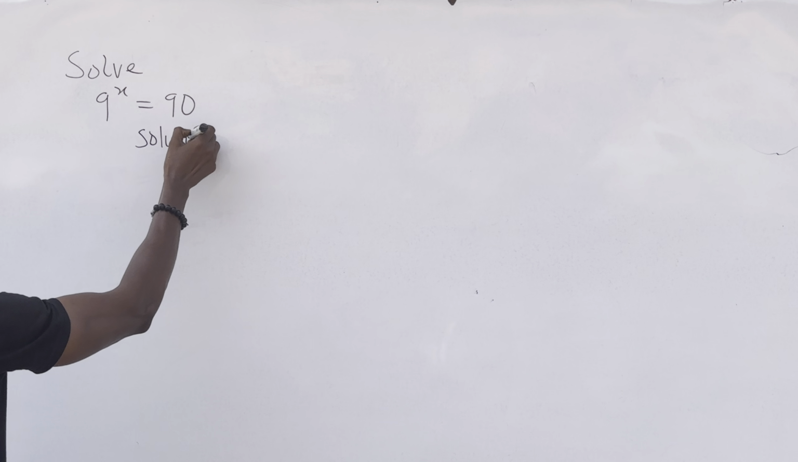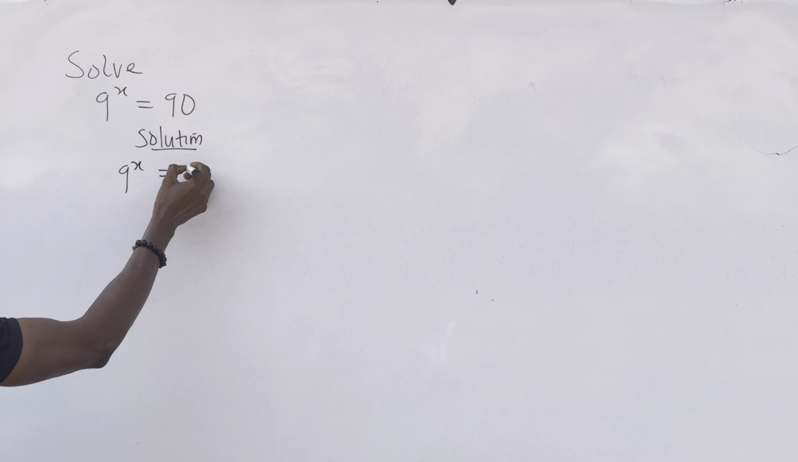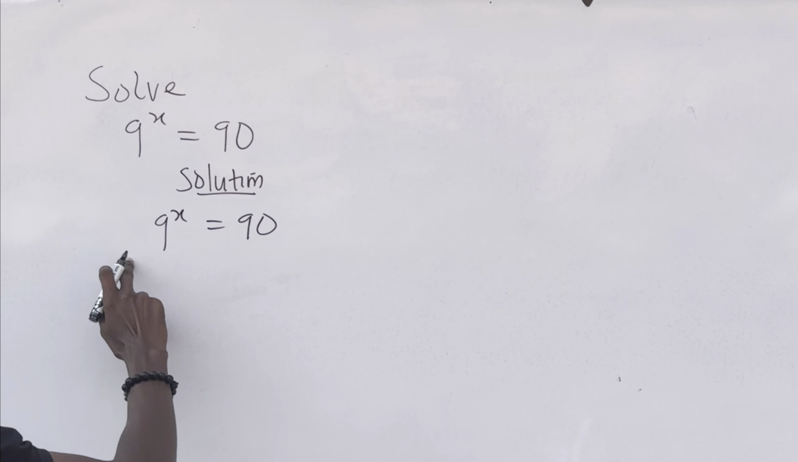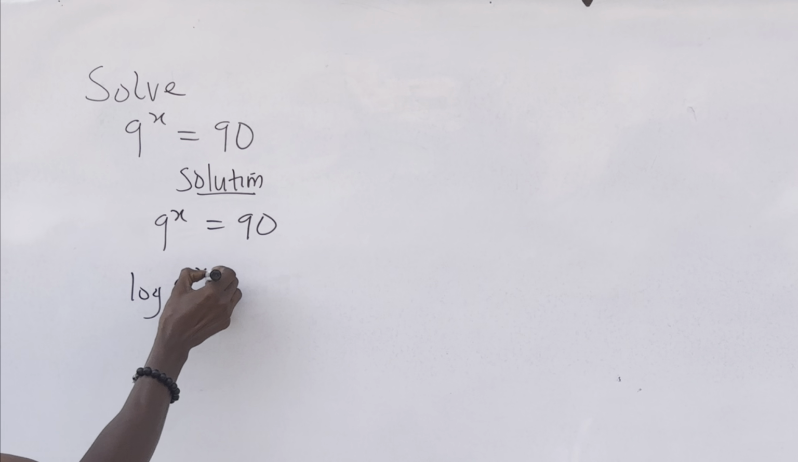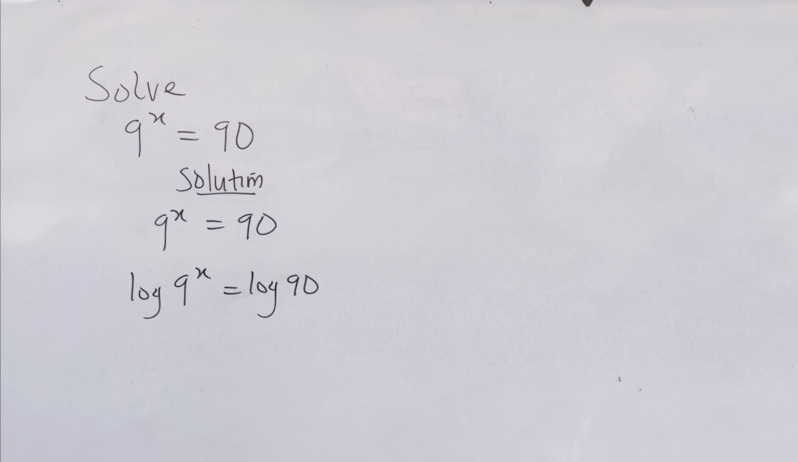Solution. Now what we have is 9 raised to the power x equal to 90. Now we can introduce logarithms. So log 9 raised to the power x equal to log 90.